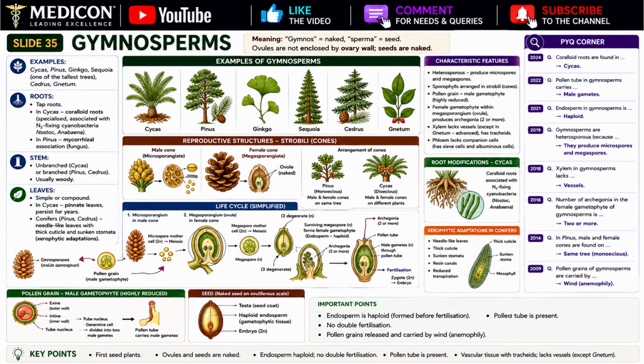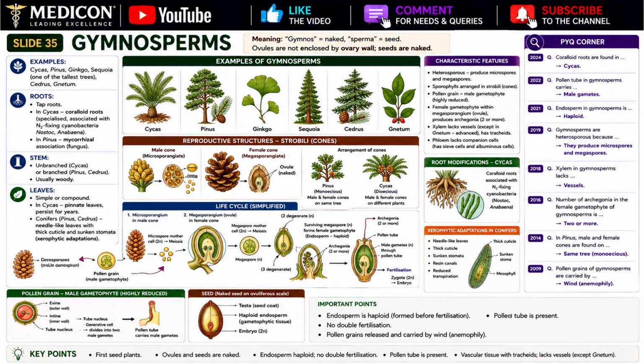The stem is unbranched in Cycas, or branched in Pinus and Cedrus. Usually the stem is woody. Leaves are simple or compound in Cycas. Pinnate leaves persist for years. In conifers, that is Pinus and Cedrus, there are needle-like leaves with thick cuticle and sunken stomata. Xerophytic adaptations can be seen. So examples of gymnosperms are Cycas, Pinus, Ginkgo, Sequoia, Cedrus, and Gnetum.